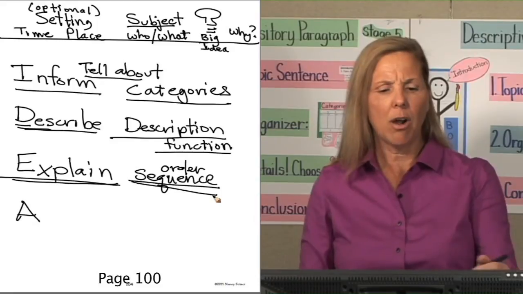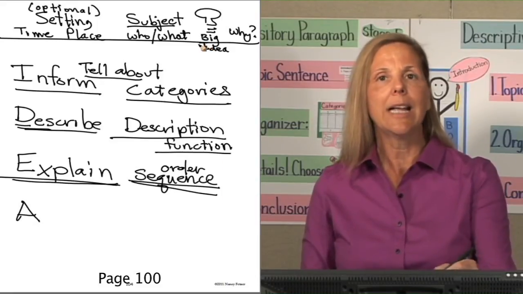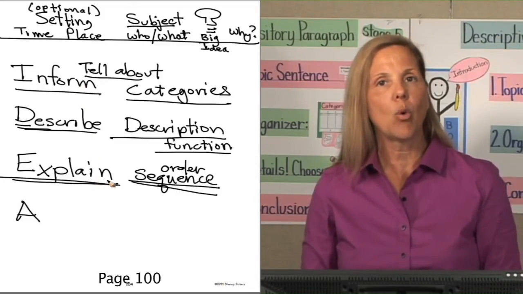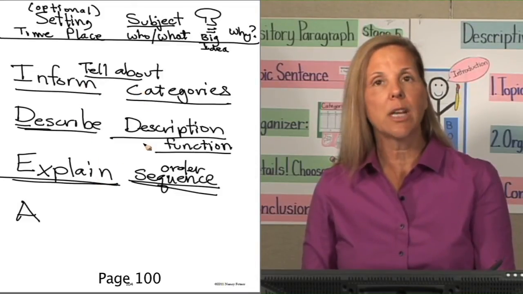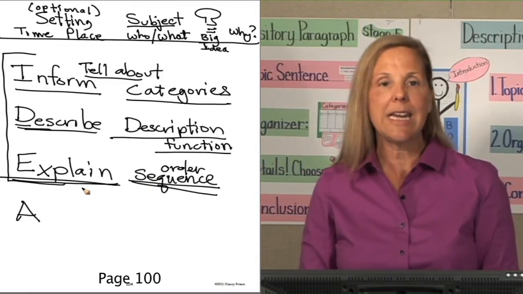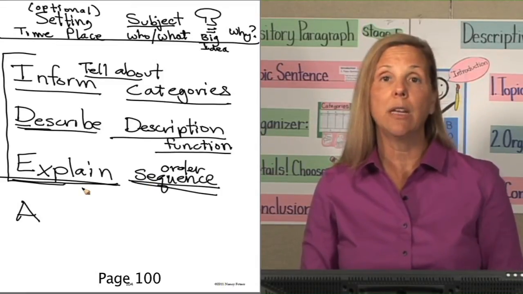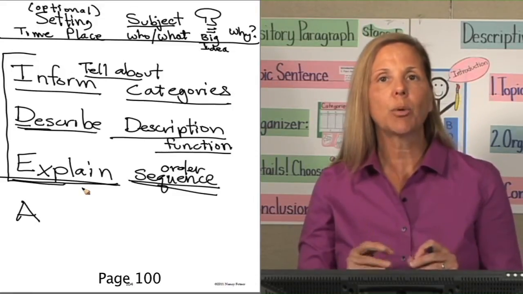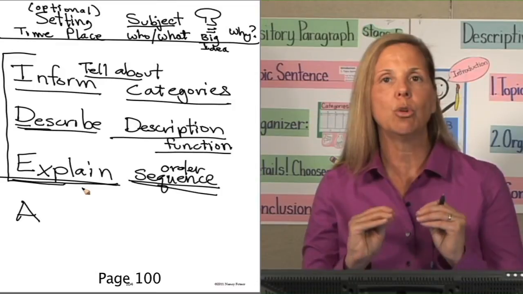So notice so far, when we look at the big idea and we understand what the information is about, it's much easier to figure out how to organize it, whether it's categories, a description, or a sequence. These three, I-D-E, inform, describe, and explain, are your top three organizers. These are the three that you need your children to master.